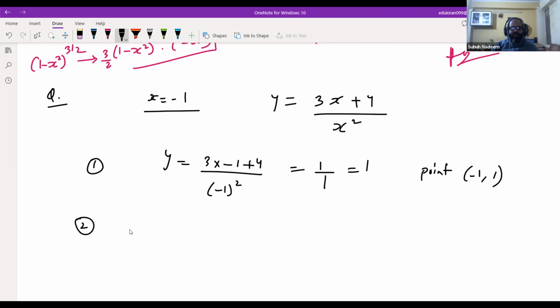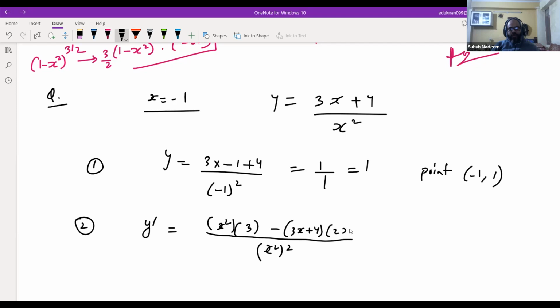What is the second step we do? We differentiate to get y dash. How do we differentiate it? Here it will be quotient rule. So it will be x square times the derivative of 3x plus 4, which is 3, minus (3x plus 4) times the derivative of x square, which is 2x, all over x to the power 4. Will it be like this?